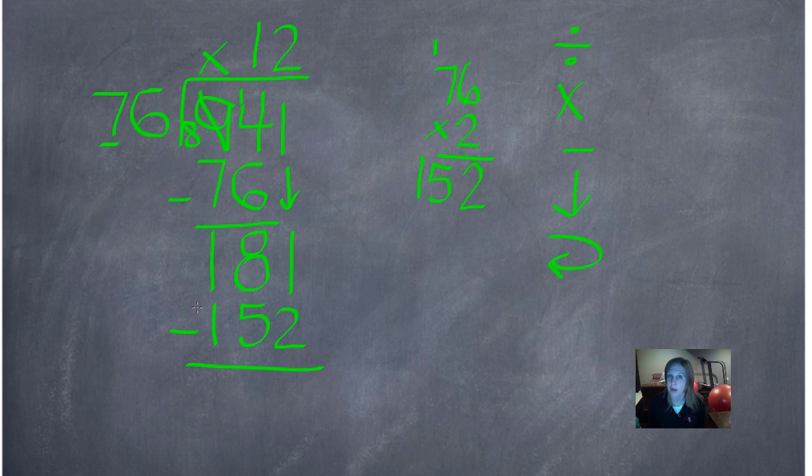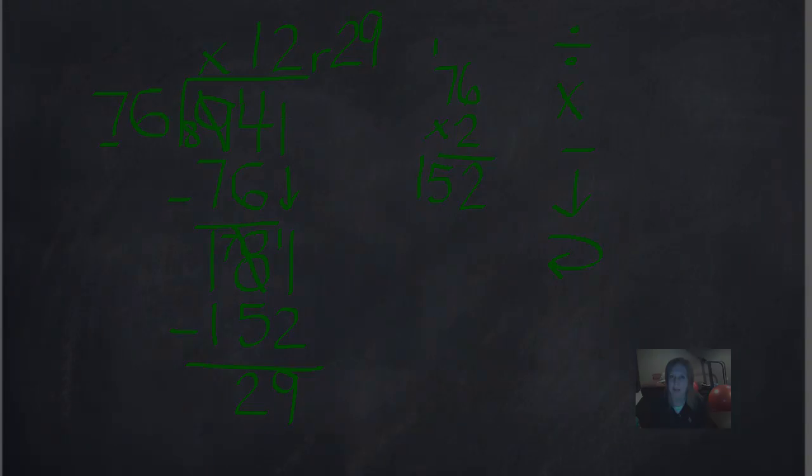We still are following our steps. 1 minus 2 you can't do, so we're going to borrow from the 8. 11 minus 2 is 9, and 7 minus 5 is 2. We have nothing else to bring down. Our remainder is less than our divisor, so we'll write it right here. And remember to check this, we multiply 76 times 12 and then add our remainder of 29, and our answer should be 941. It should always match our dividend.